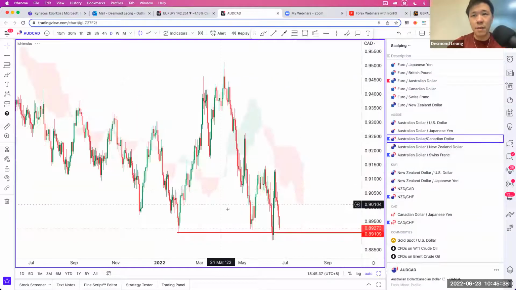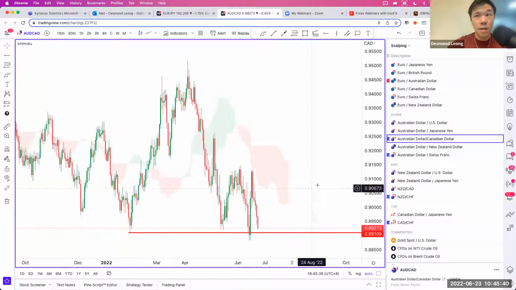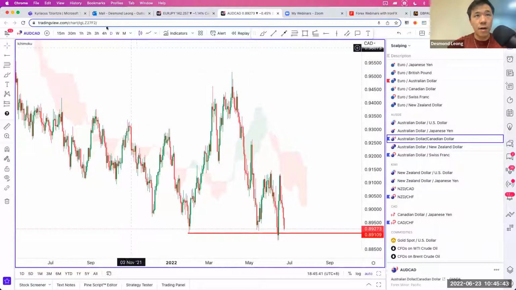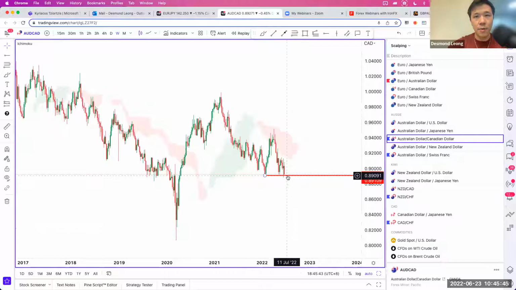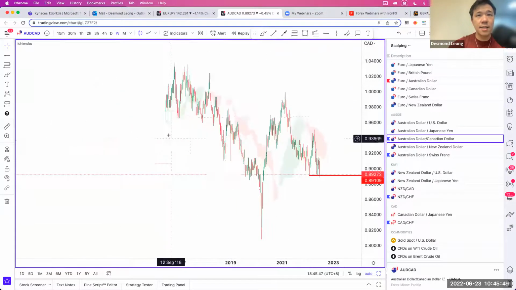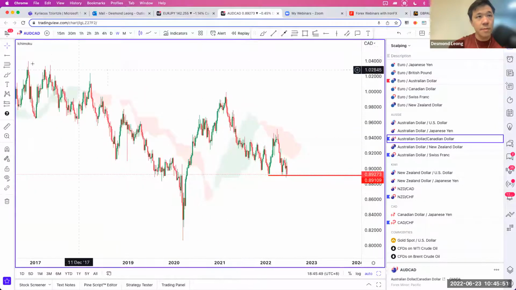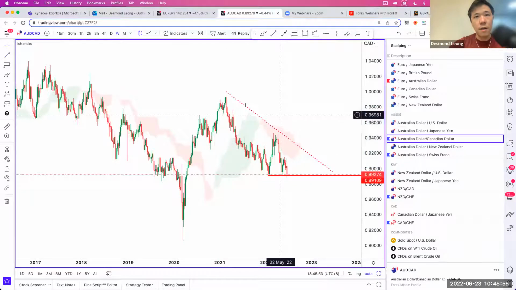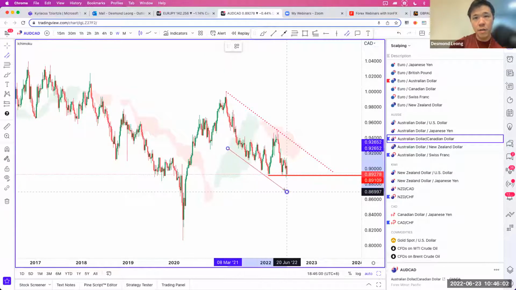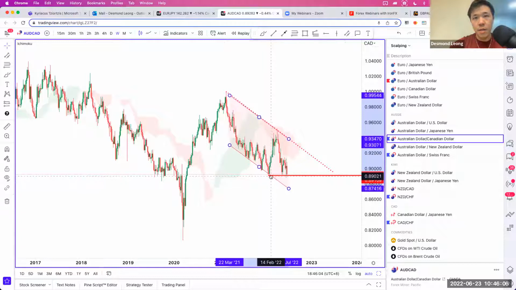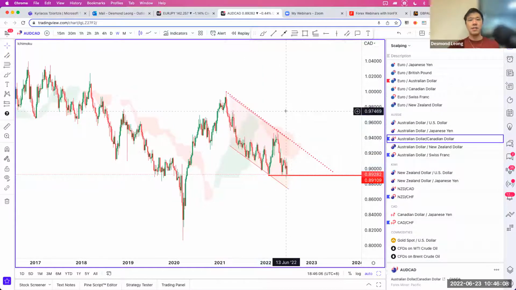Some of the other setups I'm looking at, Aussie CAD. Aussie CAD requires us to break this key support level, right? What I like about Aussie CAD is that there is a nice, you look at this, right? There's a nice little bit of descending resistance, pushing prices lower, right? If you look at it in a different way, there is a little bit of a channel. Let me nudge it up a bit. Yeah, there's a little bit of a channel that you can see over there.